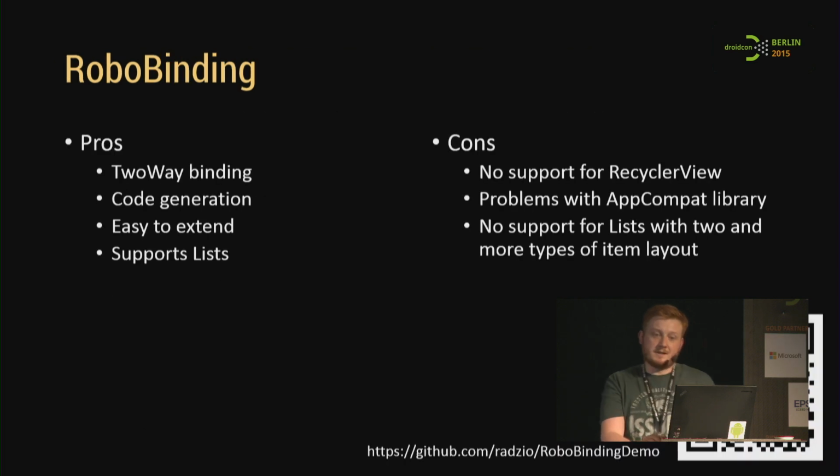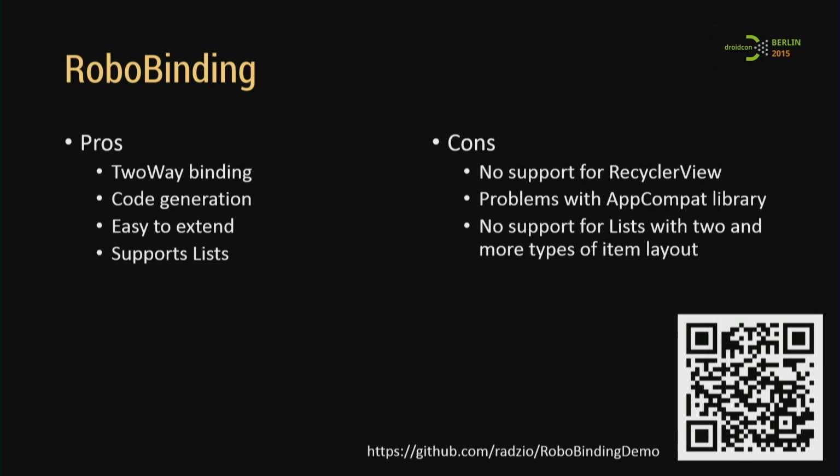Pros: it has working two-way binding. It's generating code during compilation, so there should not be any problems with performance. It's easy to extend because, again, we can create our custom bindings, custom converters, so we can write once and use our custom bindings across the projects. And it's up for lists, so it's really important for us.